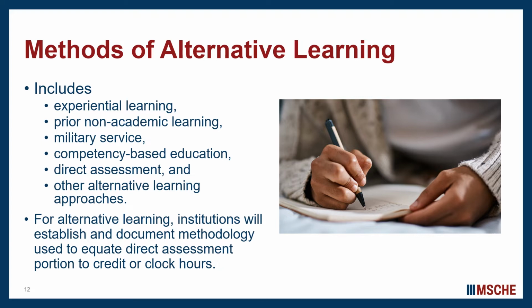Methods of alternative learning approaches are as follows. Credits awarded through the assessment of experiential learning, prior non-academic learning, including military service, competency-based education, direct assessment, and other alternative learning approaches. Some examples of other alternative learning approaches are the use of portfolios or credit-bearing tests like the College-Level Examination Program, also known as CLEP.